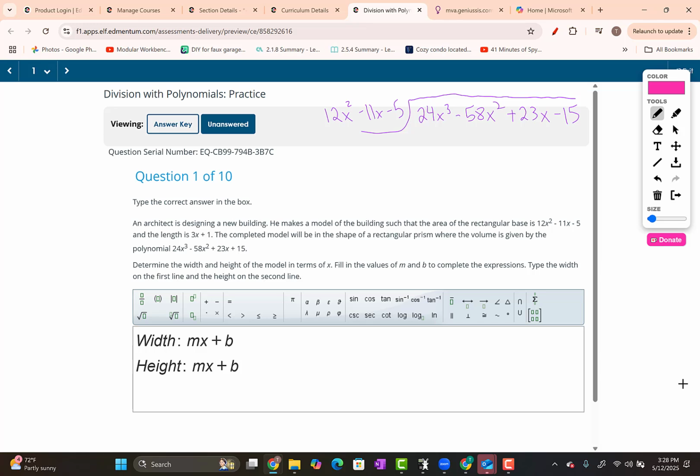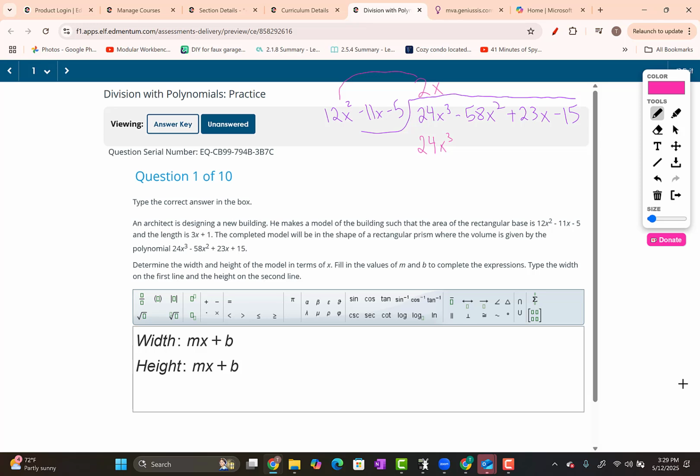So we're going to take the first term here and divide it by the first term here. 24x to the third divided by 12x squared. 24 divided by 12 is 2. x to the third divided by x squared is just x. So 2x goes above here. And then we go through the process. We multiply. 2x times 12x squared is 24x to the third. We should always end up with that same term.